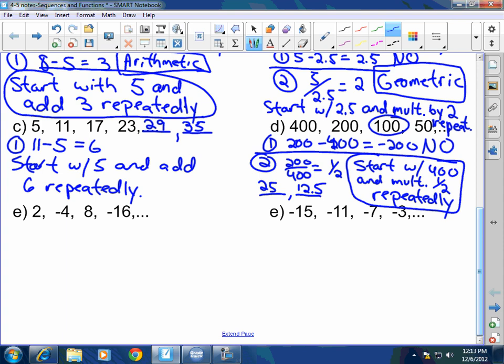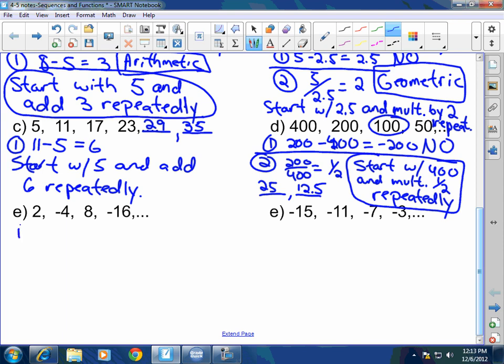The question was, why didn't you say start with 400 and divide by 2? Because I had said that with geometric, we're multiplying by whatever value it is. So yes, in essence, you are dividing, but isn't multiplying by 1/2 the same thing as dividing by 2? But with arithmetic, you're adding whatever value it is. And with geometric, you're multiplying whatever value it is, whether it's a positive, negative, or a fraction.